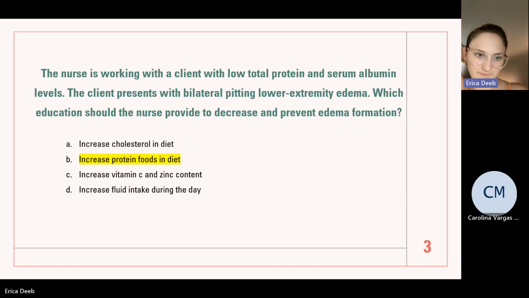For this one too, increasing fluids during the day would be a good intervention for constipation or any kind of urinary issue. Increasing vitamin C and zinc is going to be for wound healing. And then increasing cholesterol, you really don't want to do that, because cholesterol is not the best for us.